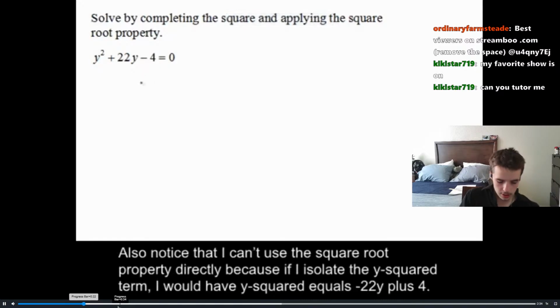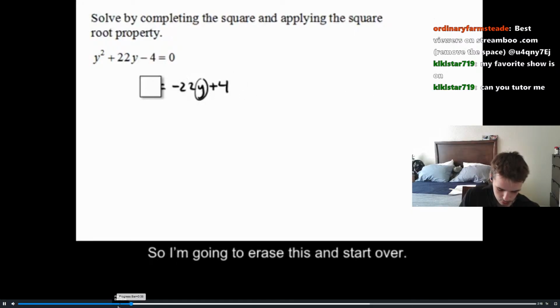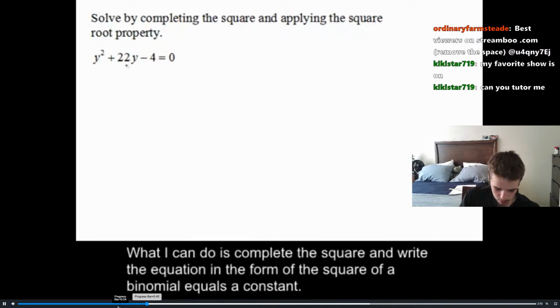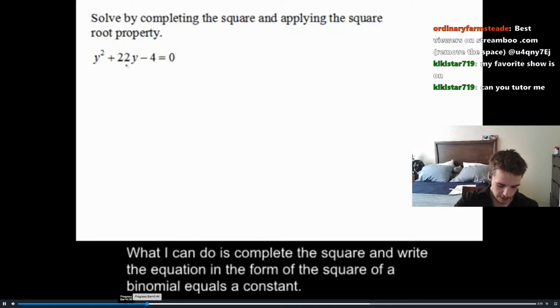Also notice that I can't Is use the this square keep root up? property directly, Y because if I squared isolate the y plus squared term, 22 I would have y squared minus equals negative 4 22y equals plus 0. 4, Y and the right side of the squared equation is not a equals constant. negative So I'm going to erase 22 this and start over. y minus 4. What I can do is complete the square and write the equation in the form of the square of a binomial, and erase this and start over. Oh, so we're gonna erase and start What over. I can do is Why don't you complete the just square fucking and cut it write out of the the video equation then, in the dipshit? form Because I just wrote that of all the square down. of a binomial equals a constant.